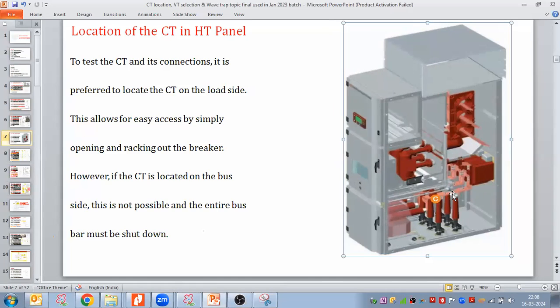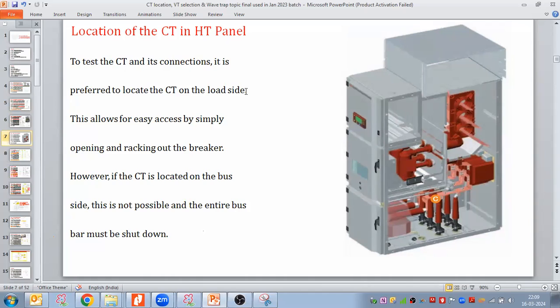So CT after the breaker. Why? To test the CT, because in a panel you don't have free movement. And if you put the CT before the breaker, it means you are putting the CT near the live bus bar, which is not desirable. You could not test the CT in that case. So to test the CT and CT connection, it is preferred to locate the CT on the load side, after the breaker.